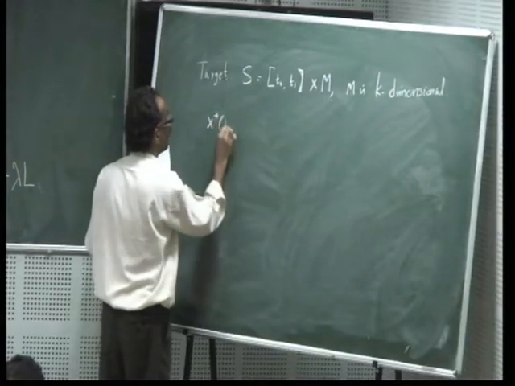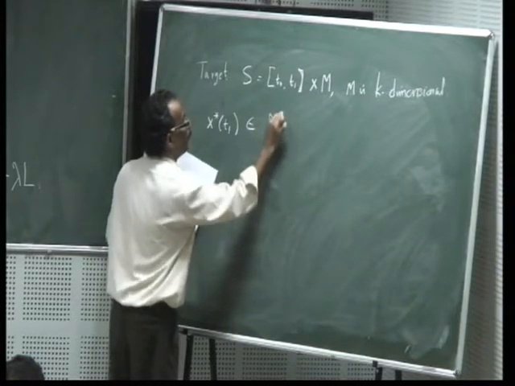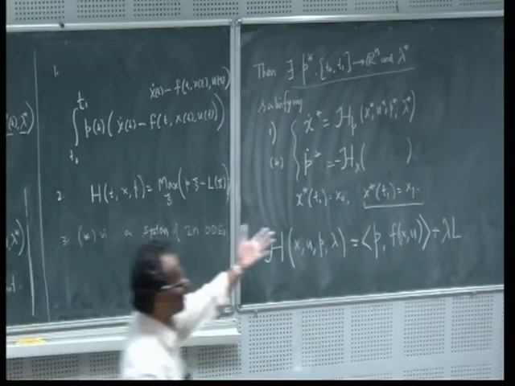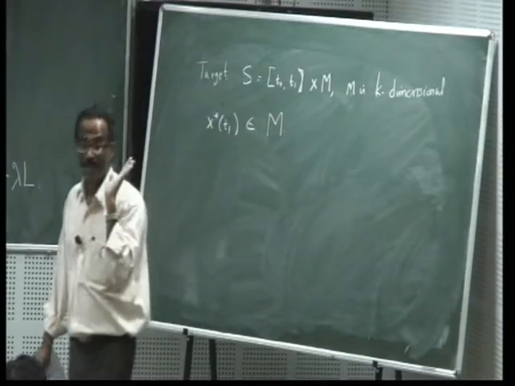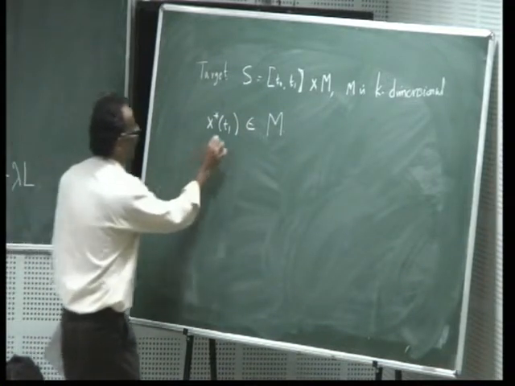What you can prove here is x star of T1 will be in M. You can prove only that. You will not be able to prove x star of T1 is equal to x1. That's a target set, right? So you want x star of T1 in M. But M is k dimensional, so this is only k pieces of information. It gives you only k conditions, not more than that. So you have to look for the remaining conditions; this gives you k conditions.